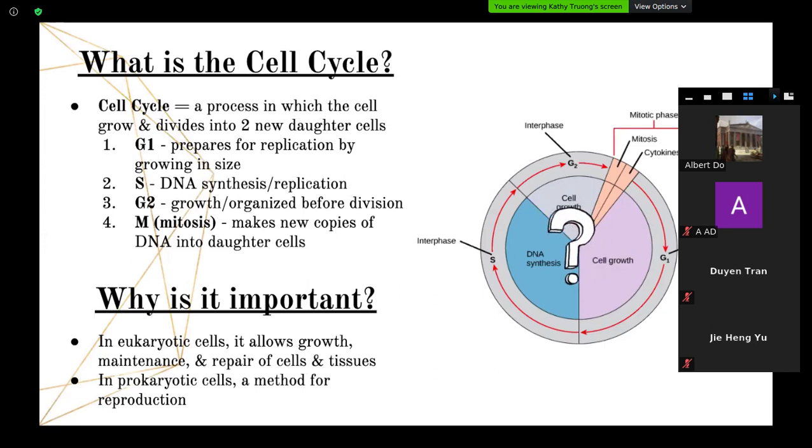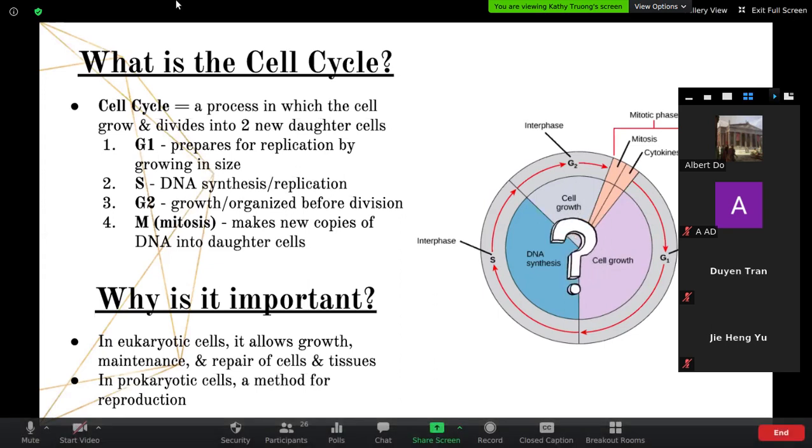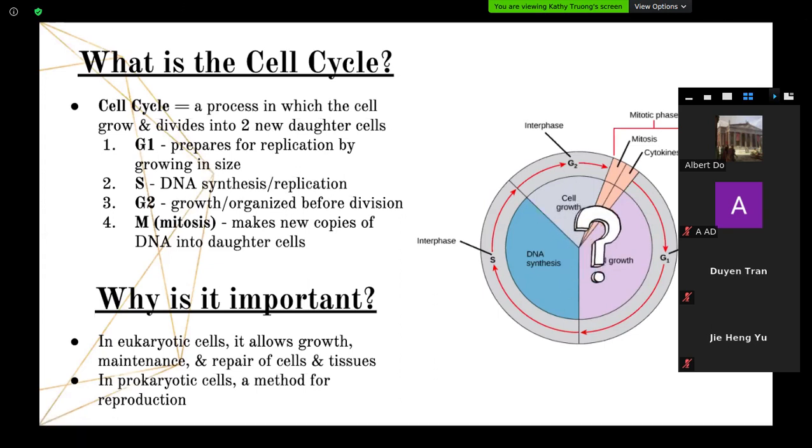All right, so as I was saying, G2 is right before it goes into division, which is mitosis, where the DNA and the cytoplasm are completely separated into two new daughter cells. So why exactly is the cell cycle important? In eukaryotes, it allows them to repair their cells and tissues. And in the case of prokaryotes, it allows them to reproduce, because that's their way of reproduction.